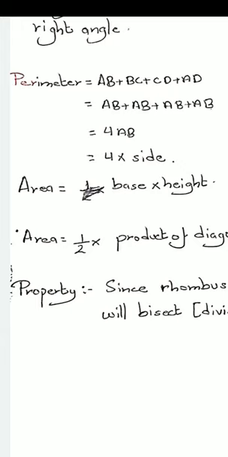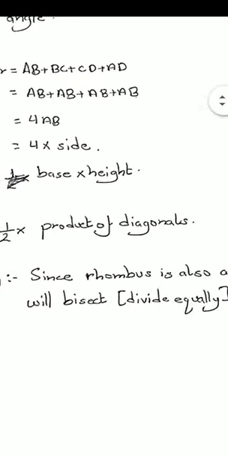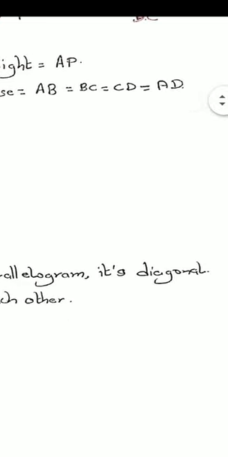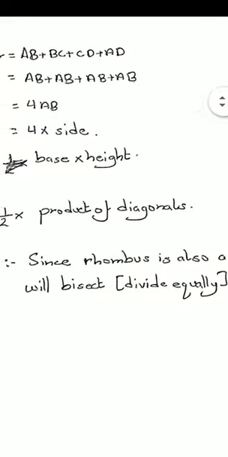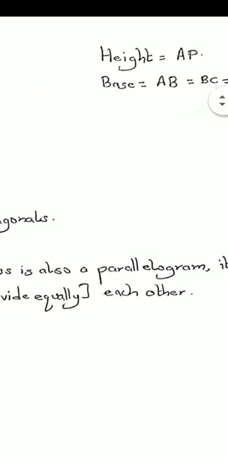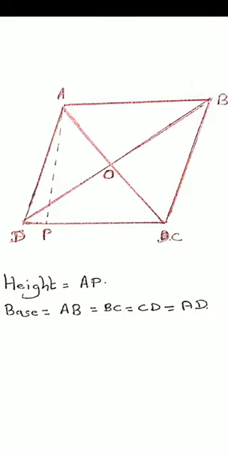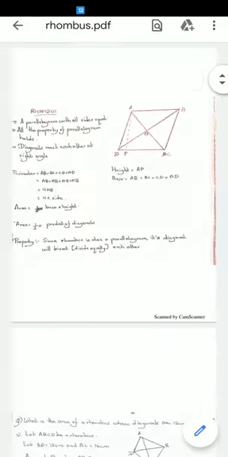Also, one property we need to remember before we start solving the problems is, since a rhombus is also a parallelogram, its diagonals will bisect, that means divide equally, each other. What I want to say is here, AO will be equal to OC and OD will be equal to OB. So that's what I want to convey using that property.